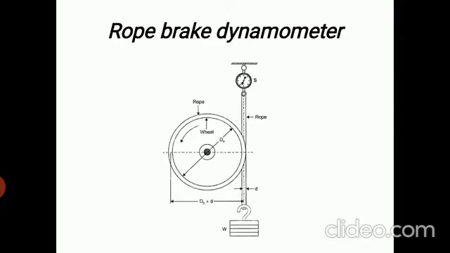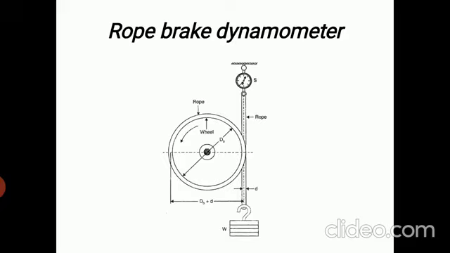First one is the rope brake dynamometer. In engines you will have a flywheel. The flywheel is used to maintain load variations. Power variation will be there throughout the cycle in an engine. It will store energy during the power stroke, and that will be given back during the remaining period of the cycle, that is during compression, suction and exhaust, when there is no power output. During that time it releases the energy stored in the flywheel.